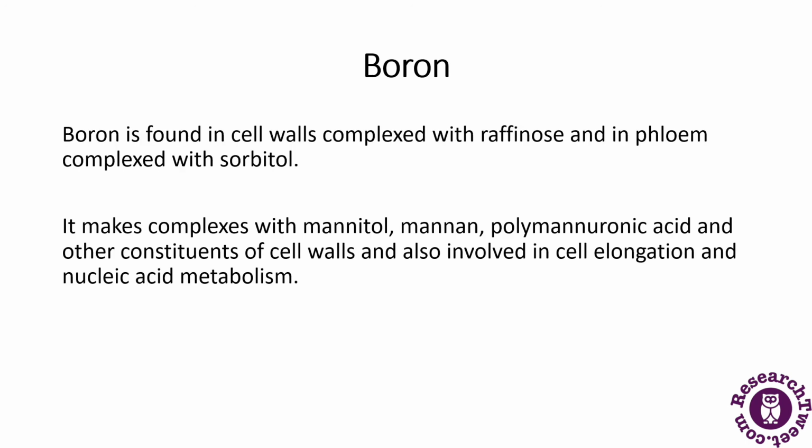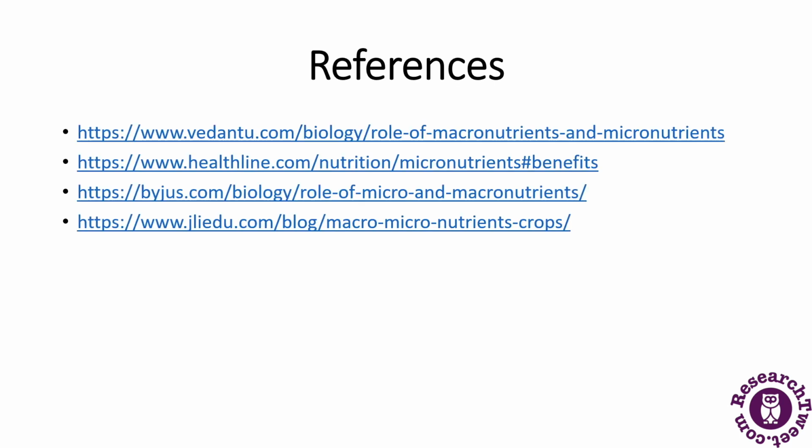Then comes boron. Boron is found in the cell walls, in complex with raffinose, and in the phloem, in complex with sorbitol. The phloem is responsible for the transport of minerals in the plants. Boron makes complexes like mannitol, mannan, polyuronic acid and other constituents of the cell wall, and it is also involved in cell elongation and nucleic acid metabolism. So they are involved in these kinds of functions in plants. So this was all about the role of macro and micronutrients.